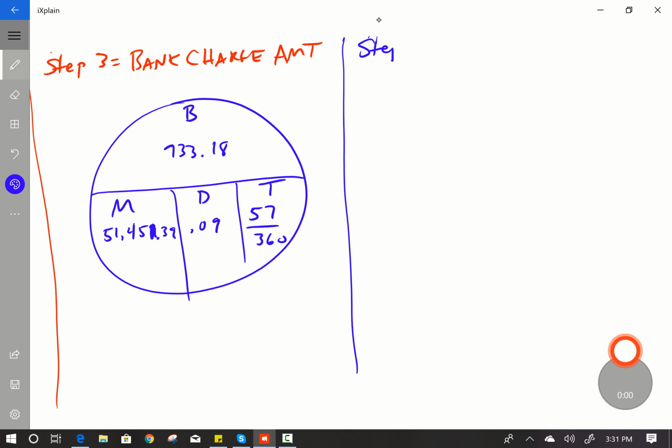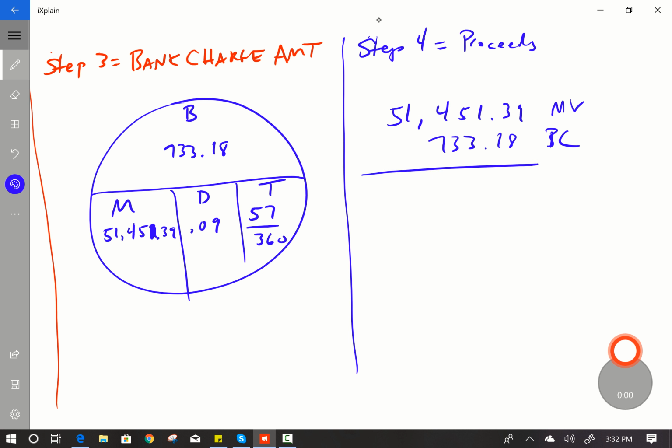Okay, then in step 4, we're going to calculate for the proceeds. All we're going to do here is subtract the bank charge from the maturity value. I'm going to put BC for bank charge, subtracting it from the maturity value of $51,451.39. The leftover is the proceeds, and the proceeds would be $50,718.21.